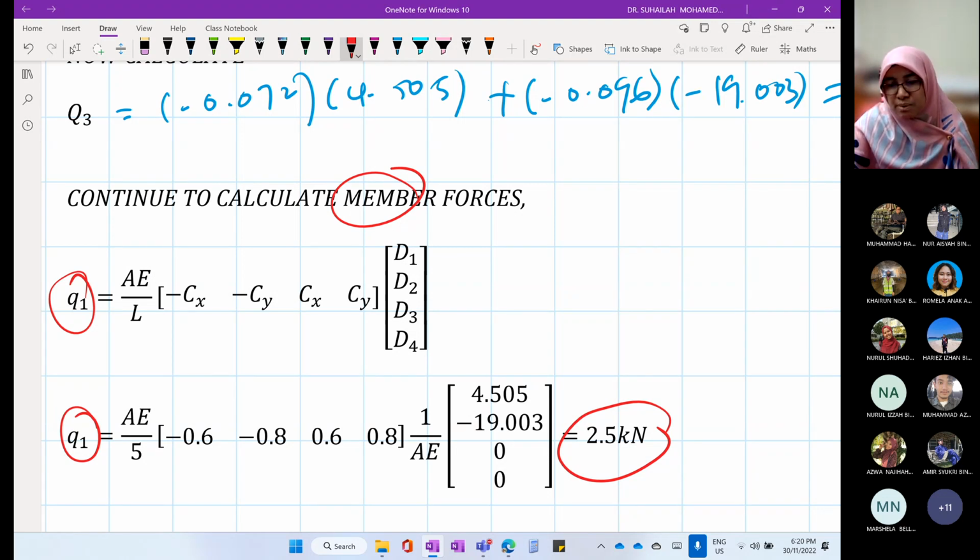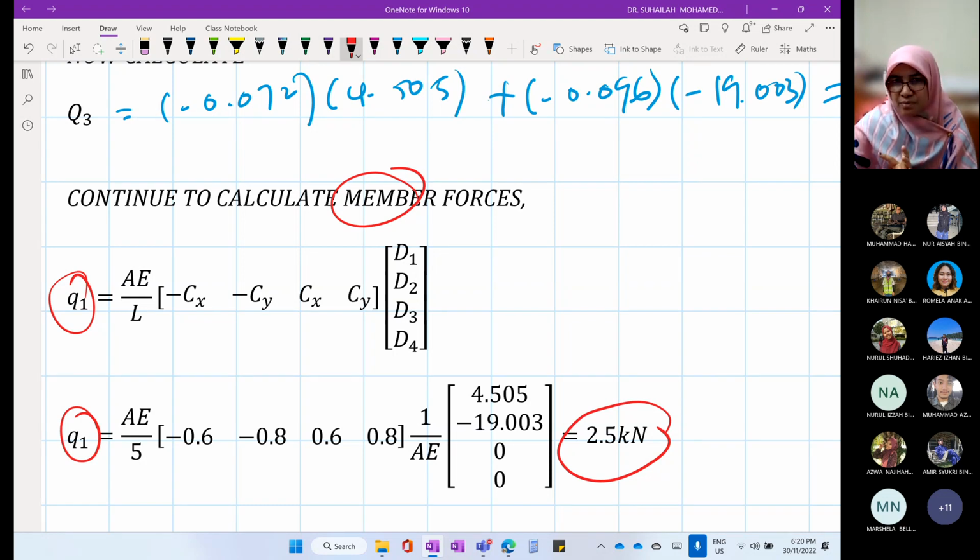Anyway, nanti bila masuk beam you will follow the same procedure except formula dia different and 2 degree of freedom for beam component dia Y and Z, not XY. XY is just for truss. Bila masuk beam, it is Y and Z. Okay, so basically truss analysis macam ni je, A sampai Z.